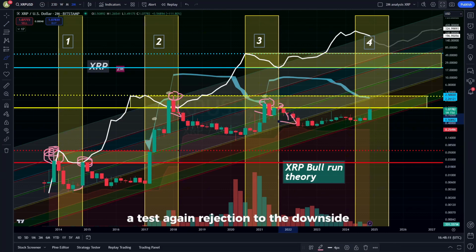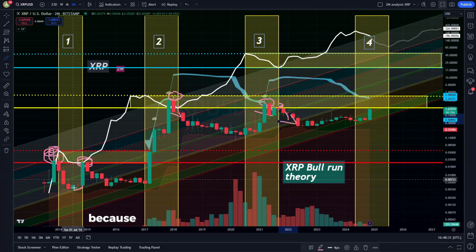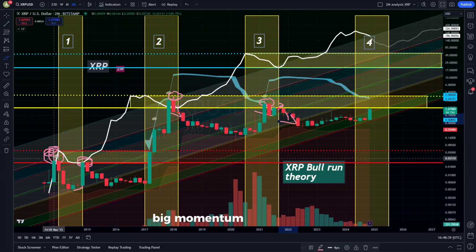Then we played with it, but you see we have here a little test, rejection, a test again, rejection to the downside. So you can see those bands as elastic bands, right? Because we push through it with a strong volatility, right? With a very big momentum, but just after penetrating the band with the next candle, we are rejected to the downside every time. It's the same thing, guys.